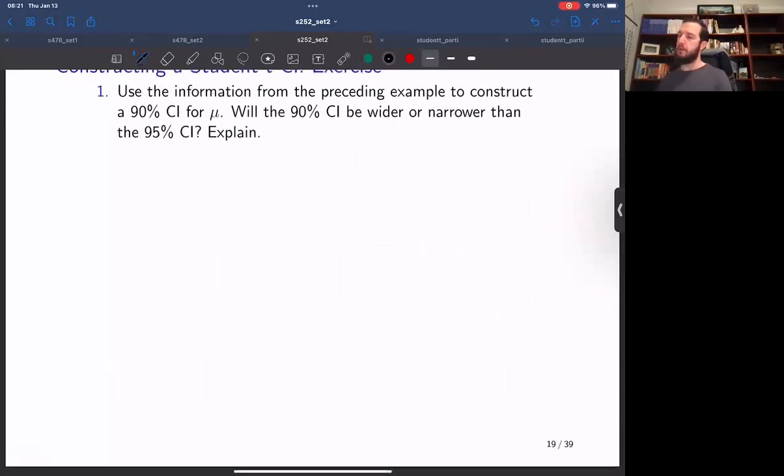Okay, so use the information from the preceding question to construct a 90% confidence interval for mu. Will the 90% confidence interval be wider or narrower than the 95% interval? Okay, so let's start with the second part of this question and then we'll answer the first part. Given n equals 6 and little s is equal to 0.068.